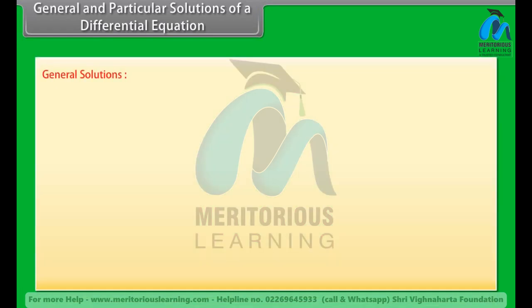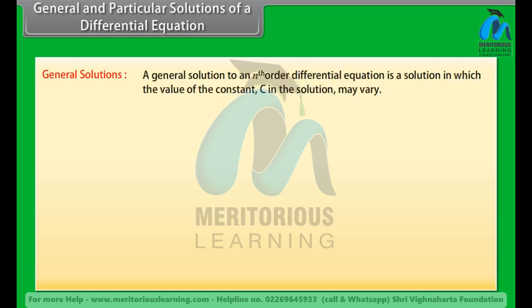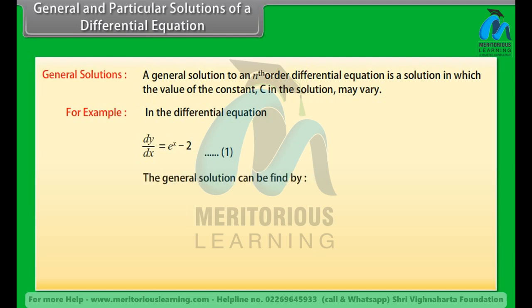General and particular solutions of a differential equation. General solutions. A general solution to an nth order differential equation is a solution in which the value of the constant c in the solution may vary. For example, in the differential equation dy by dx equals e raised to the power x minus 2, name it as 1. The general solution can be found by integrating equation 1 on both sides. We get y equals e raised to the power x minus 2x plus c, name it as 2.